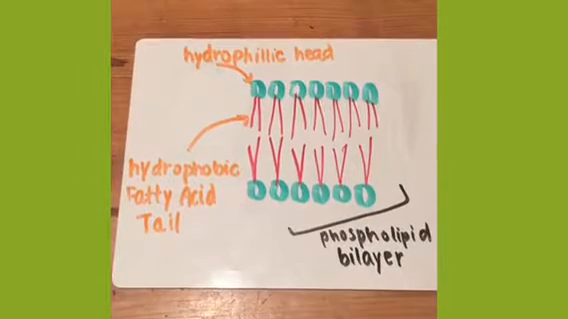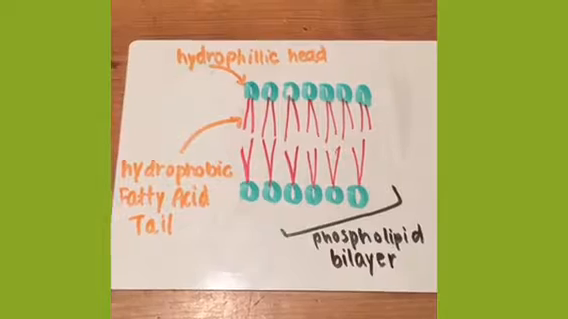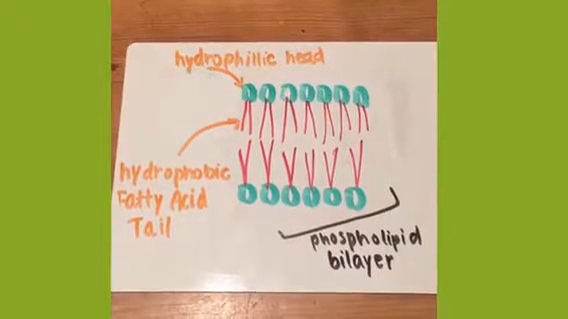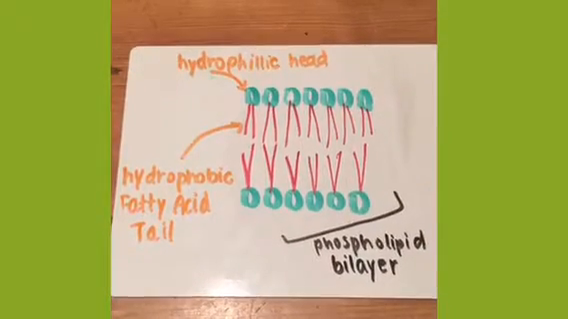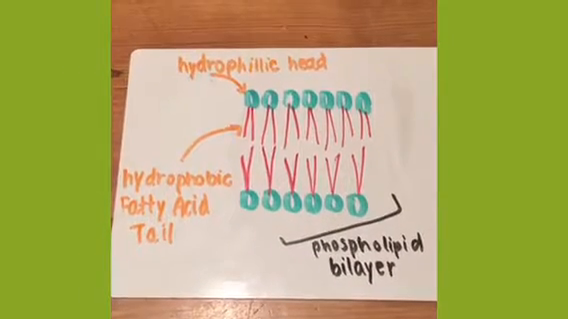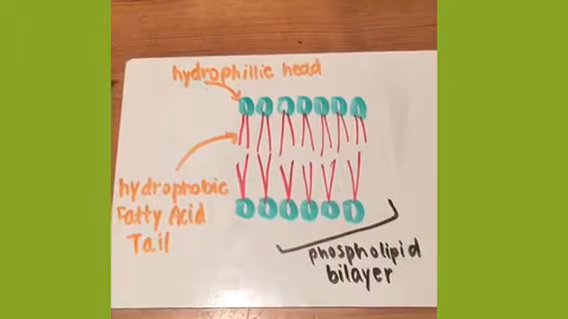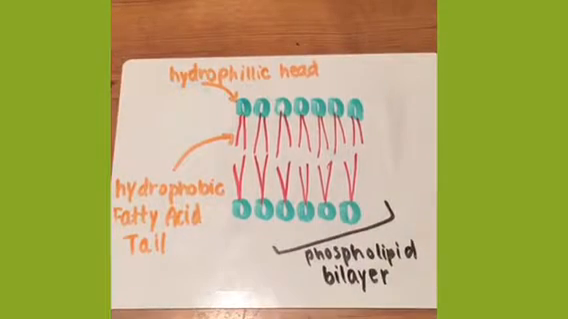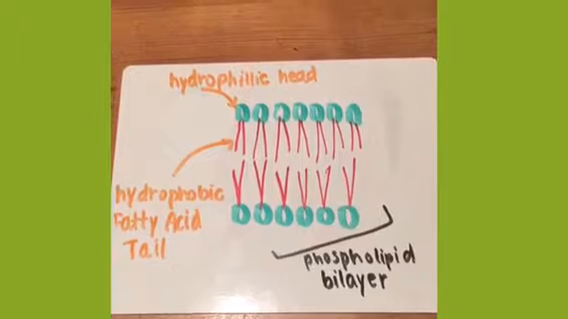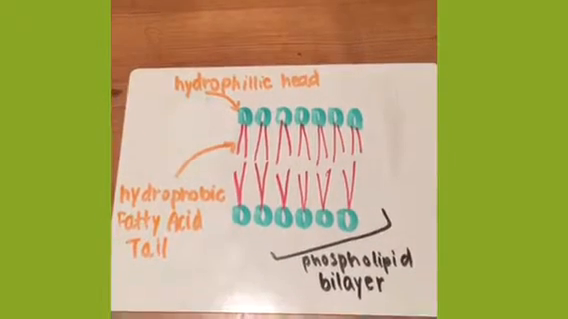The plasma membrane is a selectively permeable membrane, also known as a phospholipid bilayer, which is two layers of phospholipids. A phospholipid consists of a hydrophilic head and two hydrophobic fatty acid tails. The hydrophilic head attracts water, and the hydrophobic fatty acid tail repels water because water is polar. Only nonpolar molecules can diffuse through the plasma membrane without the help of a transport protein.